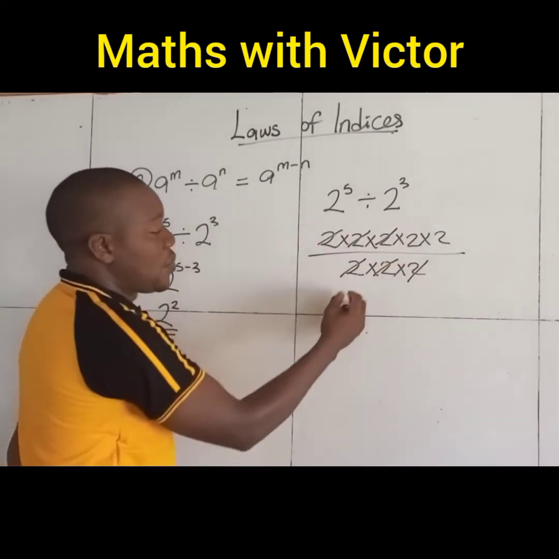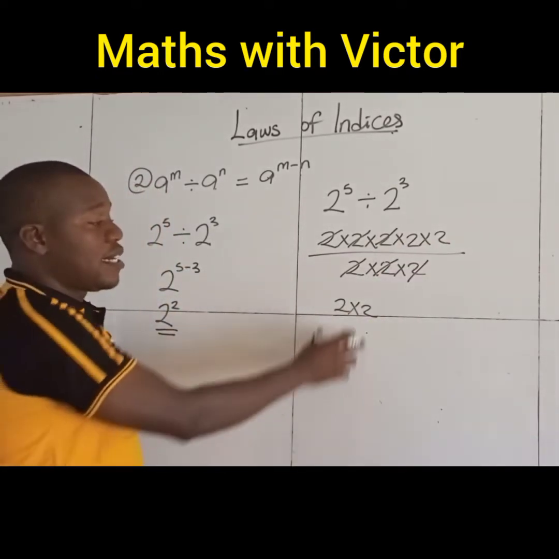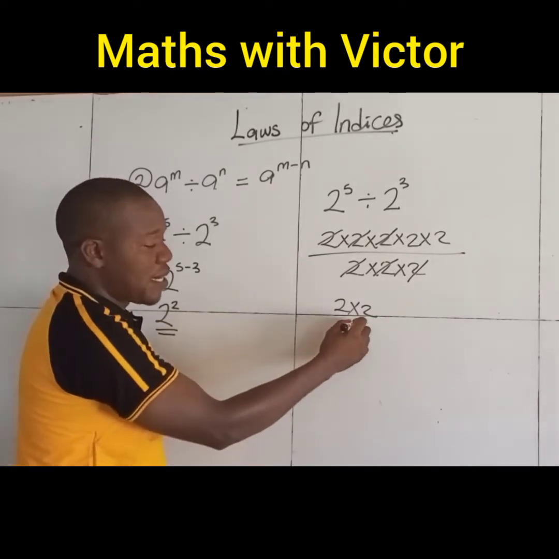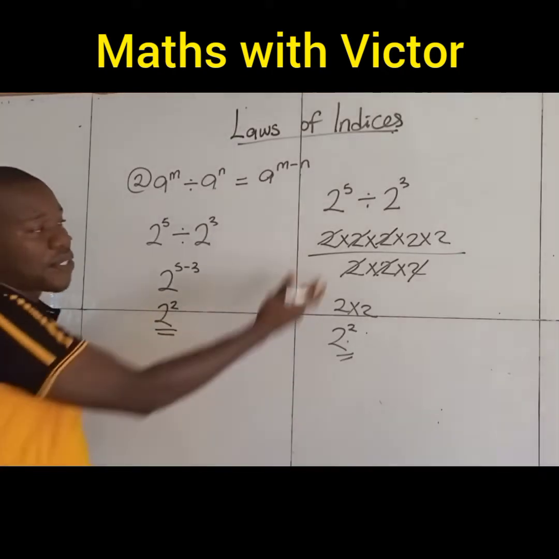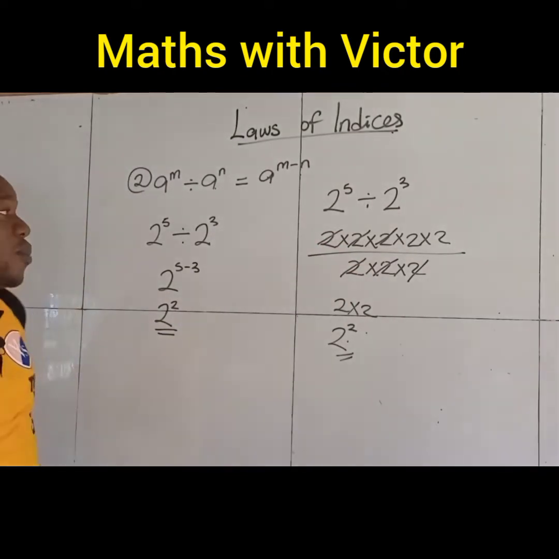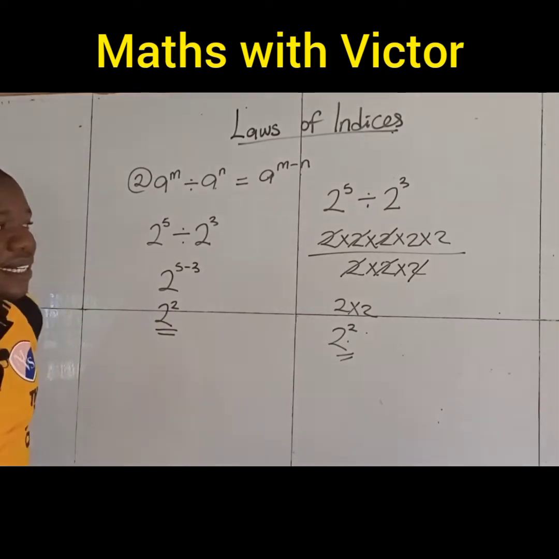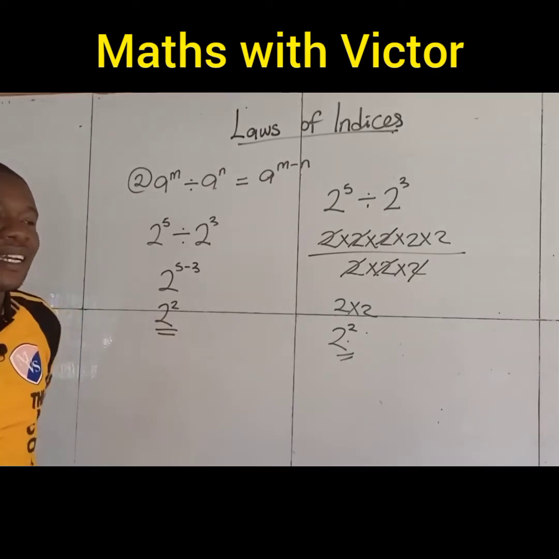But at the numerator, we have 2 times 2. Only this is left there. And 2 times 2 in power form is twice, so it's 2 raised to the power 2. That is still what we had here. But why go through the rigors of expansion when we can apply the second law of indices? As simple as that. Remember, the laws are to guide us to make the problem easier.